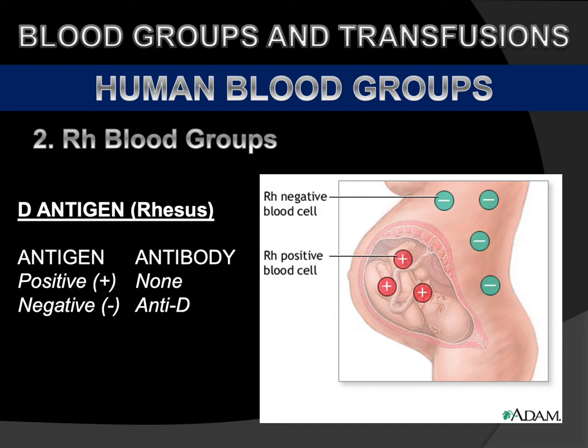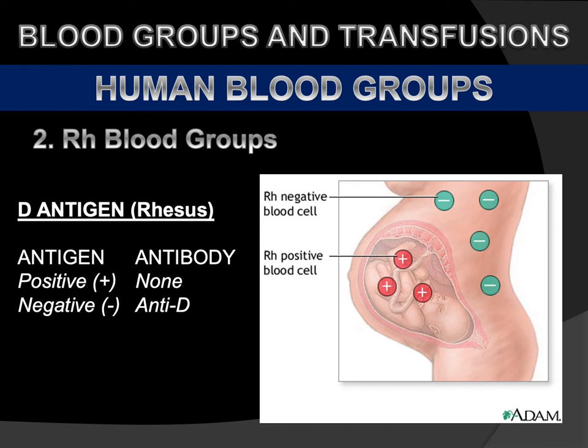So what will be the condition here? If the mother is Rh positive, maaari siyang magkaroon ng Rh positive din na baby. And that's okay. But if the mother is Rh negative at nagkaroon siya ng baby na Rh positive, maaari siyang mag-produce ng anti-D. Which means, kung nag-produce siya ng anti-D, maaari niyang ma-destroy ang RBCs ng baby niya.